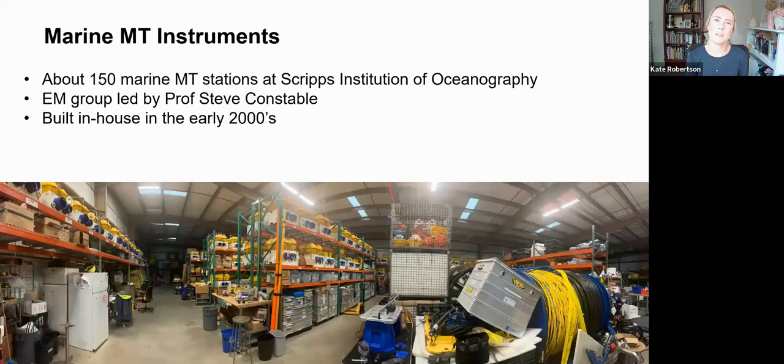There are a lot of these instruments hosted at Scripps in San Diego. They've got about 150 of them. They were built in-house in the early 2000s. The group at Scripps is led by Professor Steve Constable, who helped us a lot with this project along the way.